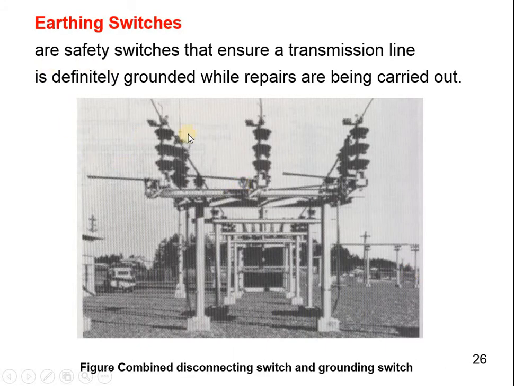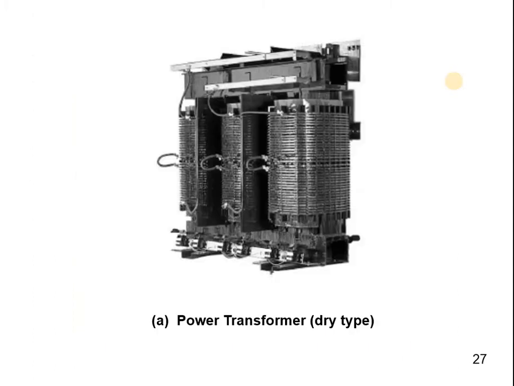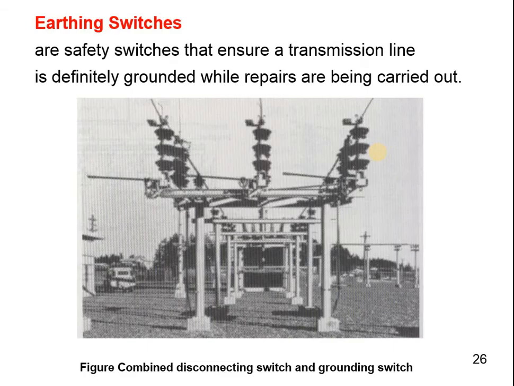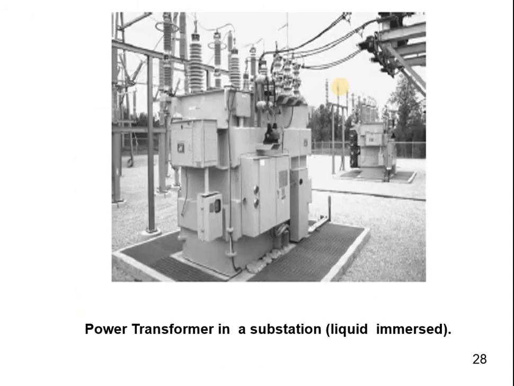So these are pictures of earthing switches. They are used as safety switches that ensure a transmission line is definitely grounded while repairs are being carried out. So if maintenance is carried out on a particular transmission line, then we have to use these earthing switches to make the transmission line earthed.